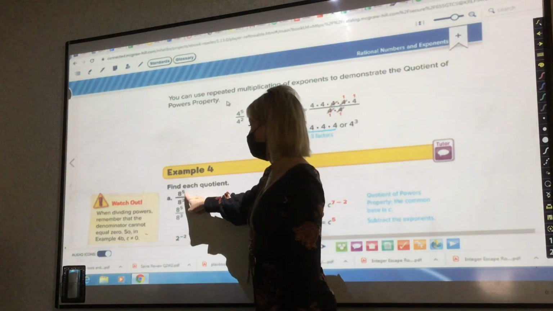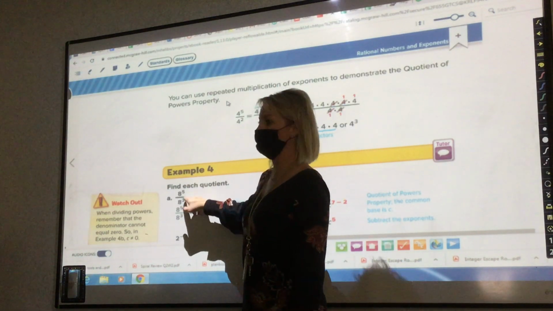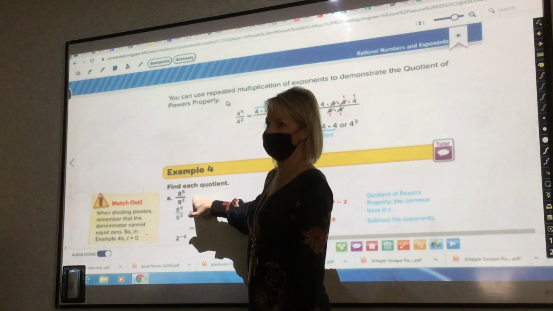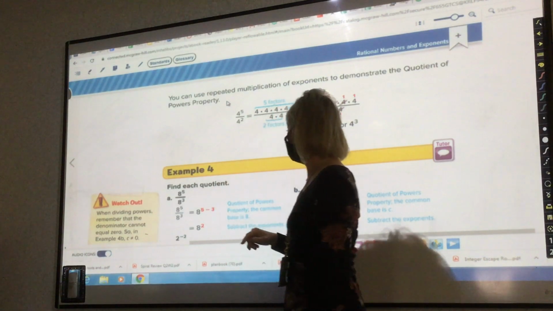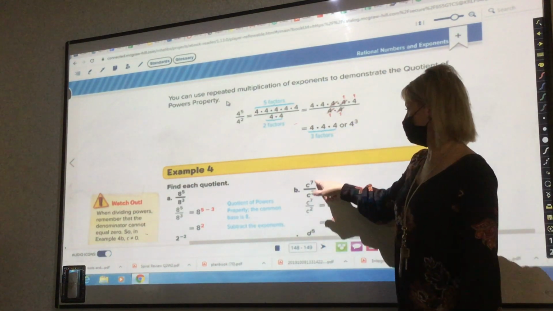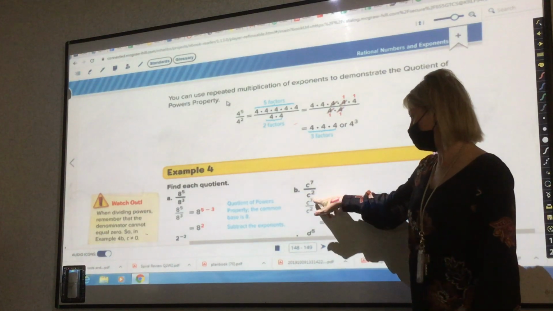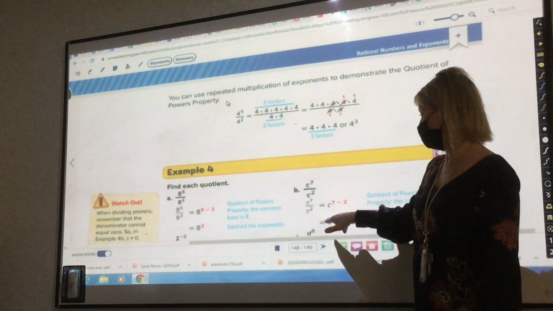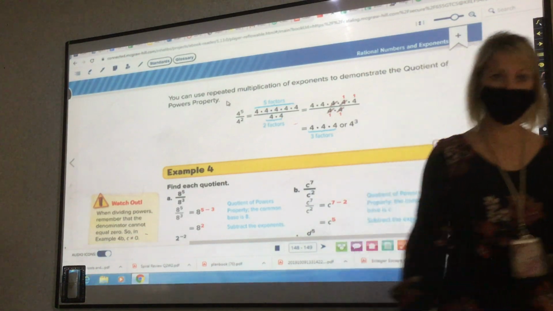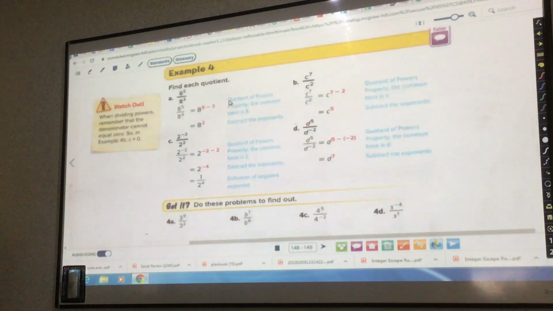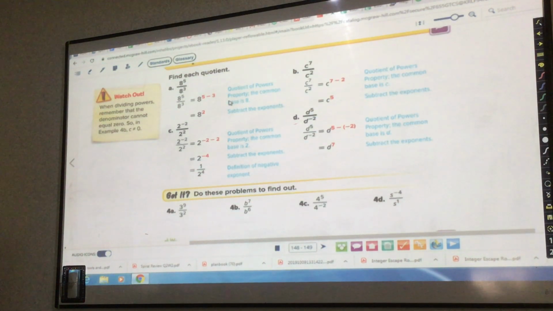So 8 to the 5th divided by 8 to the 3rd is just 5 minus 3, so this answer would be 8 squared. Okay, are you guys with me on that? C to the 7th divided by c squared would just be 7 minus 2, which would be 5, so it would be c to the 5th. Still with me? All we're doing is subtracting, but now you also can have negatives.